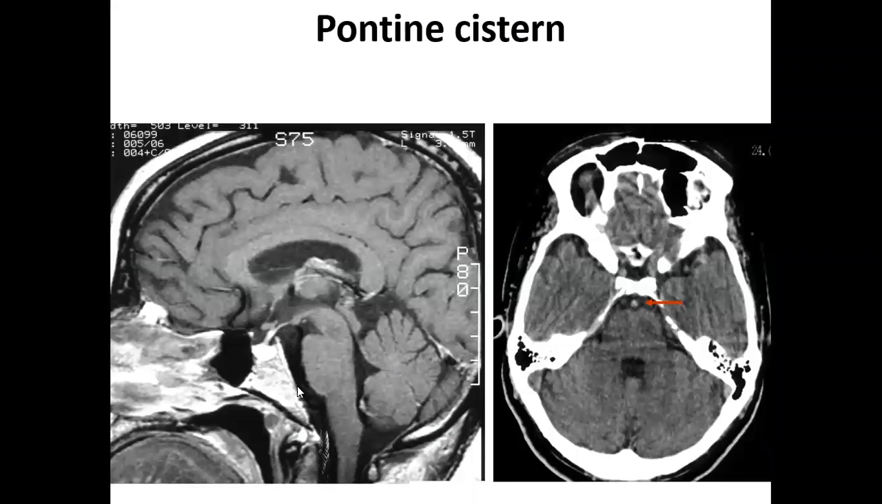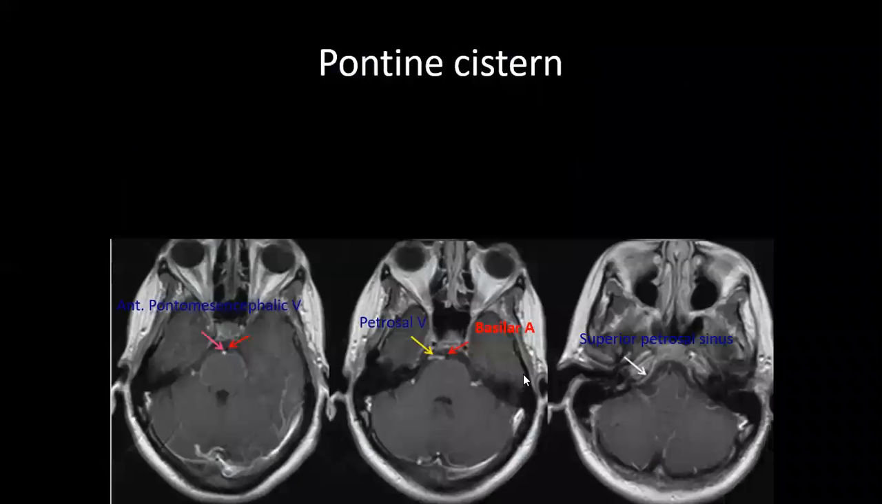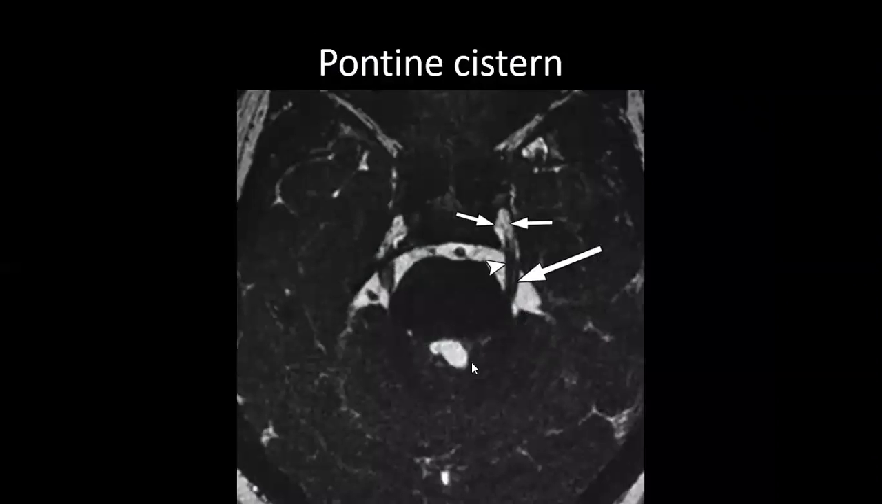This is a diagram showing the prepontine system. This is the level of the prepontine system on axial CT showing the basilar artery and the pontomesencephalic vein adjacent to the basilar artery, anterior in the prepontine system. This is the trigeminal nerve directed toward the Meckel cave. It is also located in the prepontine system.